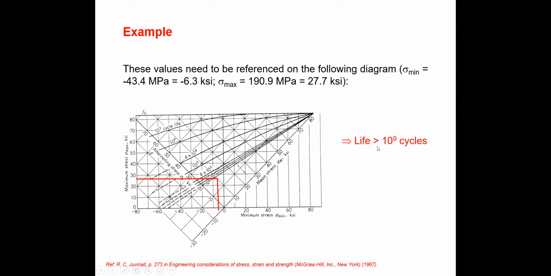It is higher than 10 to the power 9 cycles because this line is not going through this crossing point. It is below that one as well. So it is above. That's why it is above. That means 10 to the power 10 cycles or something like that. Are we clear?